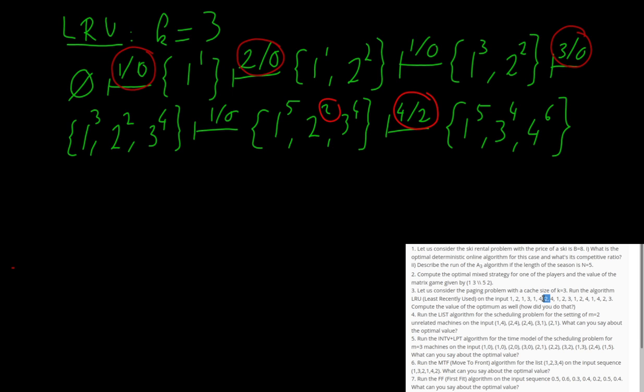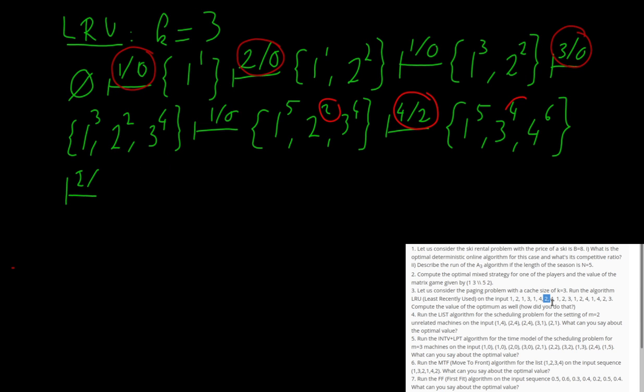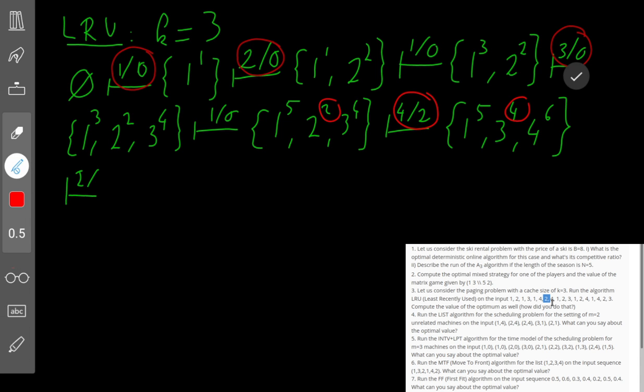And then the 2 comes. Now it seems it wasn't that great an idea to discard the 2 at this point. Yeah, that might be the case. So you have to discard something because 2 is not in the cache and the cache is full. In this case, you will discard the 3 because that's the one which was accessed the longest time before.